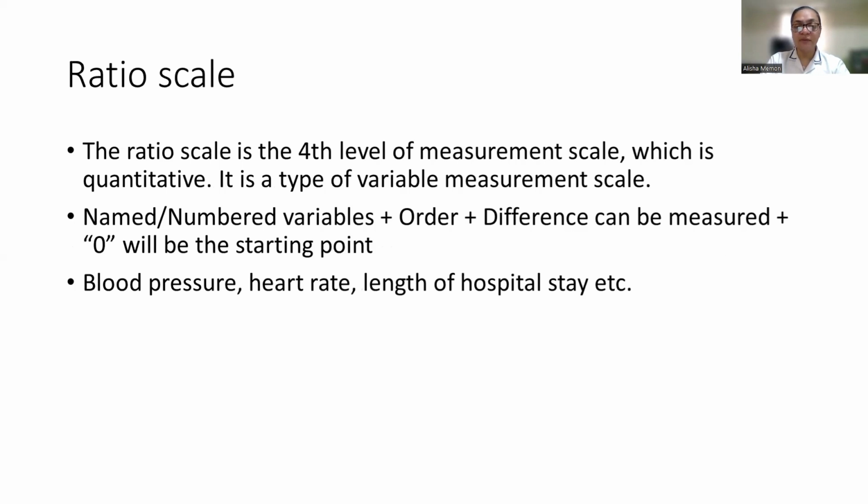Coming to the last and the fourth level of measurement scale which we use in clinical research, the ratio scale. It combines all of these things. It has numbered and named variables, plus there will be order, plus the differences can be measured, and there will be an absolute zero possible here. So zero will be the starting point in this type of measurement scale. This is again quantitative, and examples of ratio scales are blood pressure, heart rate, length of hospital stay, etc.